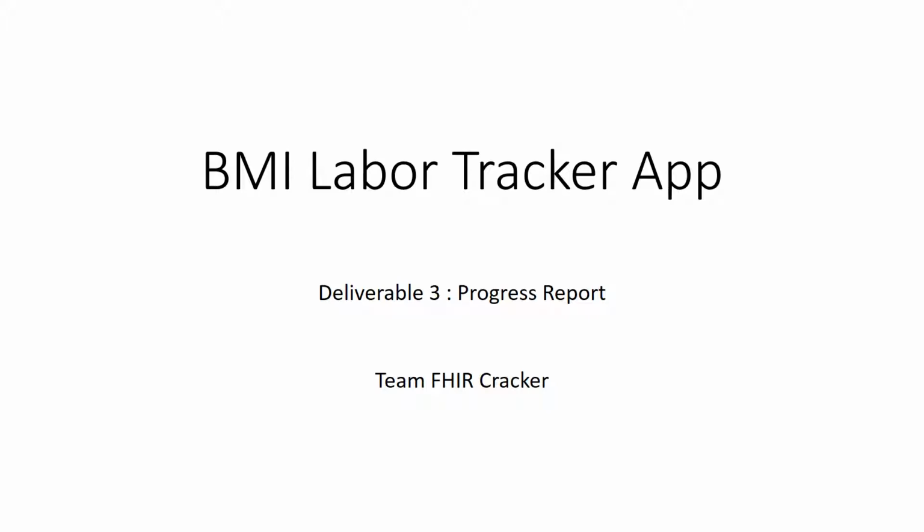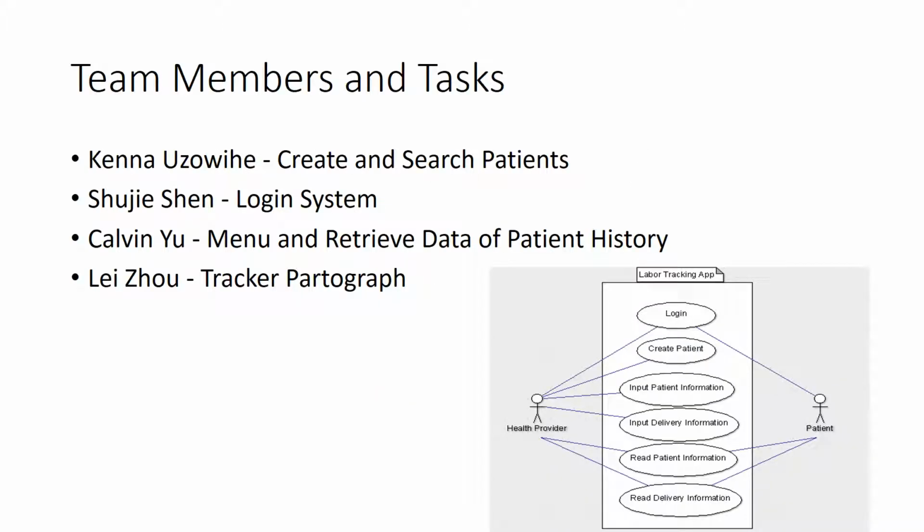This is our progress report for the BMI Labor Tracker app, which is a web-based application used for tracking women in labor to make sure that they're dilating at a rate that is normal. Team Firecracker consists of 4 different members.